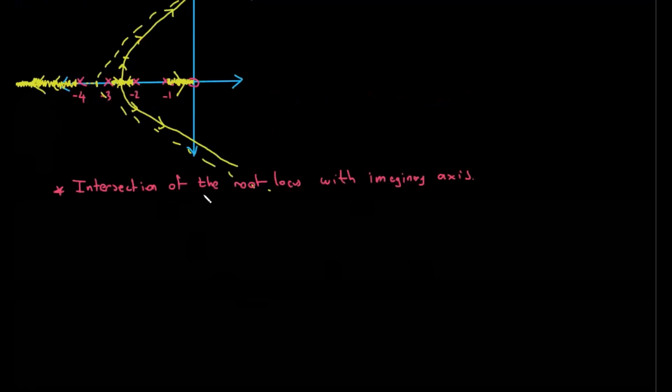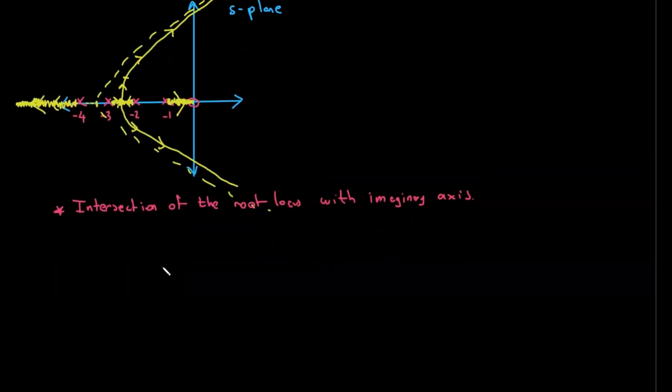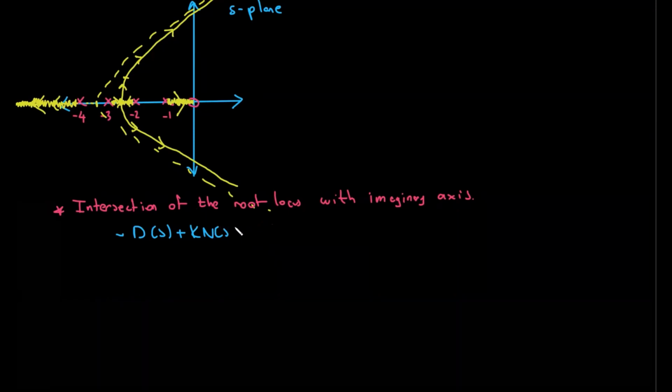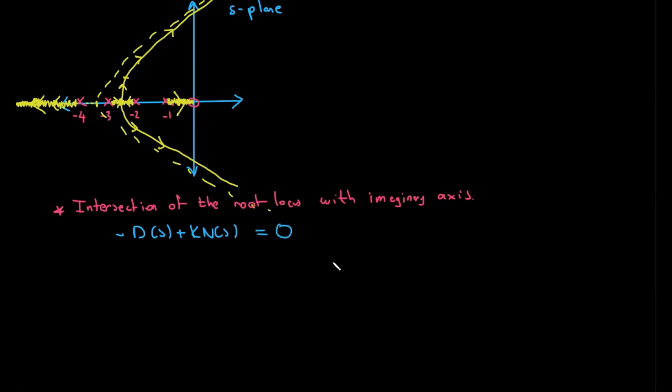So how can I find the intersection of the root locus with the imaginary axis? What I'm looking for is the roots of the closed loop transfer function denominator. So I'm looking for D(s) plus K times N(s) equals 0. How can I find the roots of that equation on the imaginary axis? I can simply replace s with j omega, because the root is going to be purely imaginary, and solve this equation.